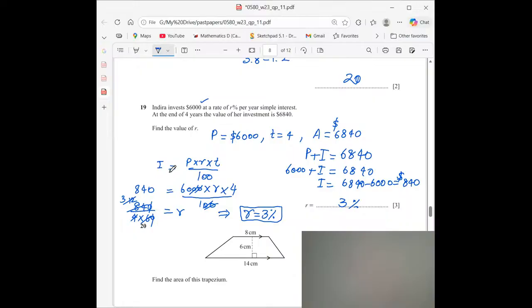Now we apply the formula PRT by 100. Interest is 840. P, the capital amount, is 6,000. R is unknown. Time is 4 years, and divided by 100, that is part of the formula. So from 6,000, two zeros are cancelled by the 100 in the denominator. We take 60 and 4 on the left side, and they divide 840. After division, we get 3. So that becomes the interest rate.